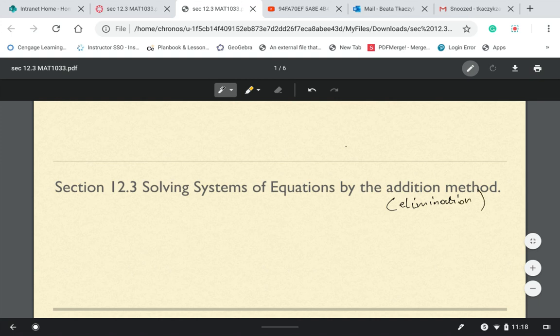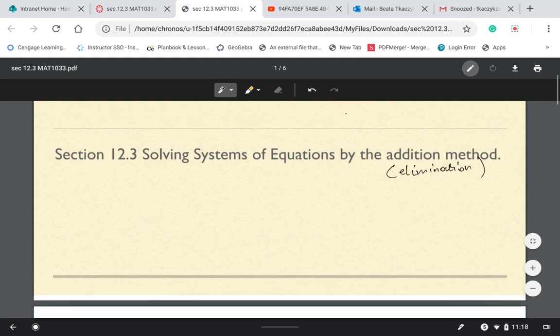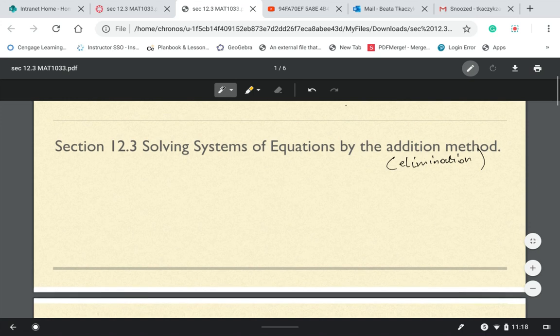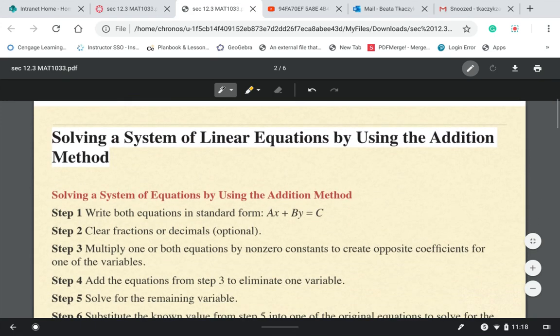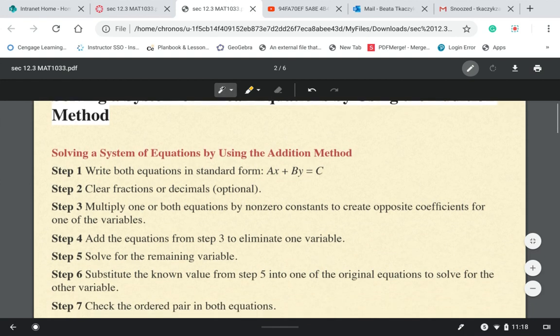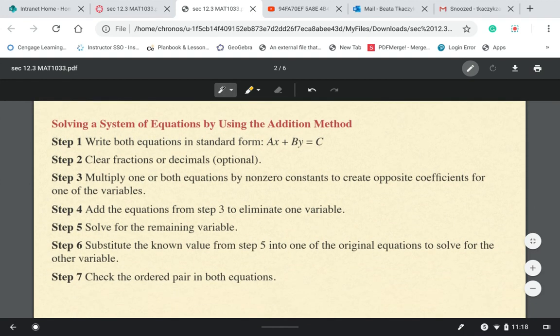Okay, so in 12.2, I taught you how to solve a system of equations by substitution. Now I'm going to teach you how to solve a system of equations using the addition method, which is the same as the elimination method. So on slide 2, you have the steps for how to solve a system of linear equations using the addition method. We'll quickly go over all those steps and then we'll practice them.